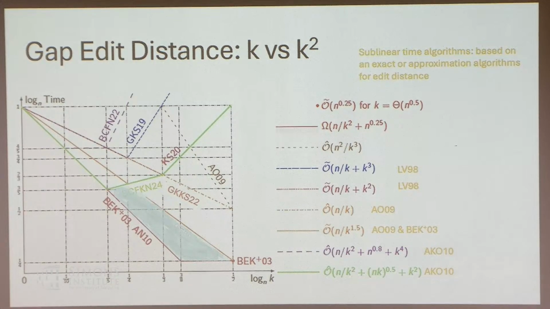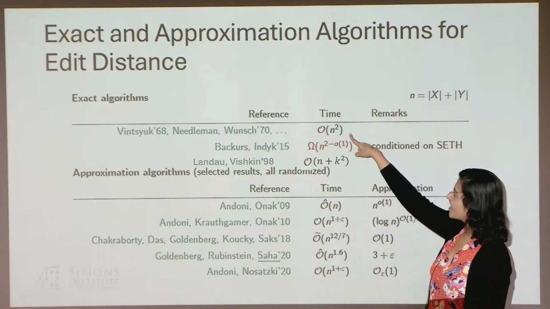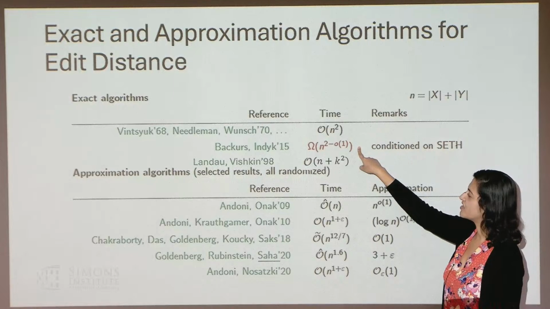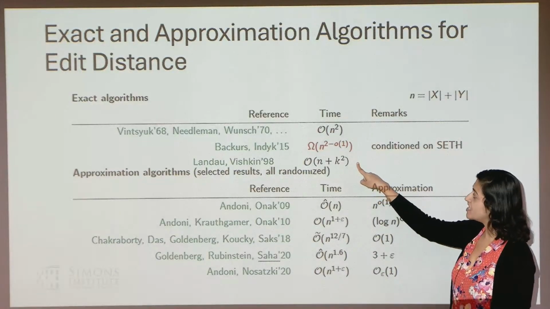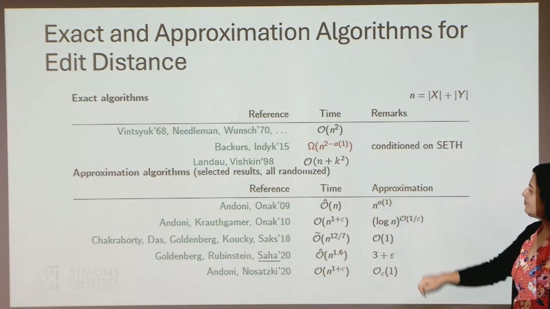So the development in approximating edit distance, or even linear time algorithms for edit distance, has heavily influenced the development of sublinear time algorithms. Let me briefly mention the state of the art for approximating edit distance. You can compute it exactly in n squared time, and cannot do anything better than n squared time for exact computation. Landau-Vishkin's algorithm runs in n plus k squared time. So this is linear if k is less than or equal to square root of n. These are all for exact computations.